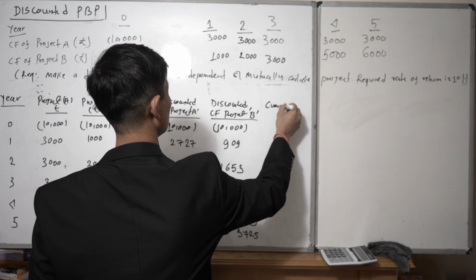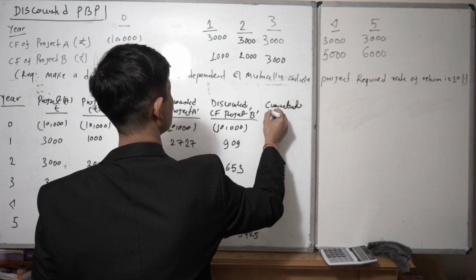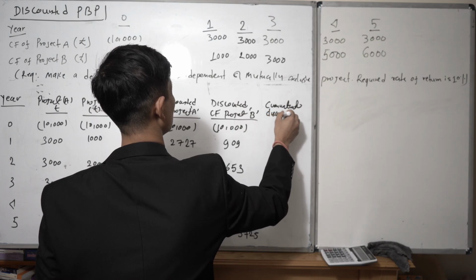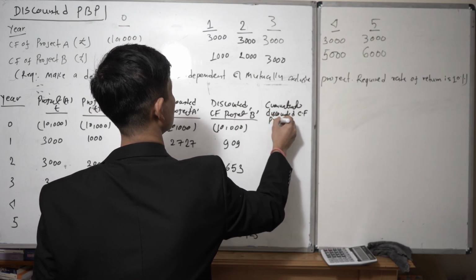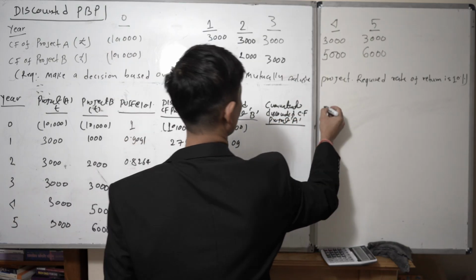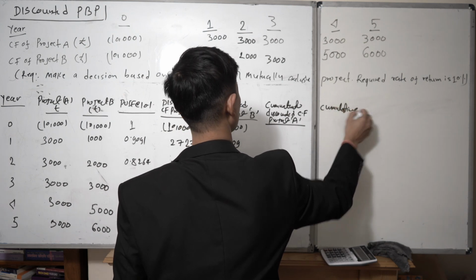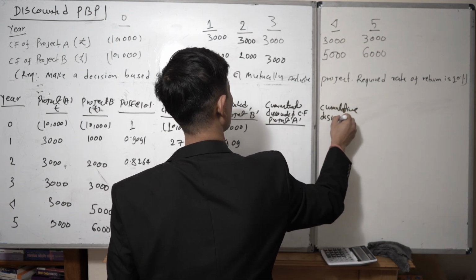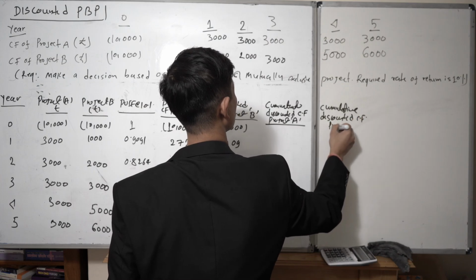Cumulative discounted cash flow for project A. Cumulative discounted cash flow for project B.